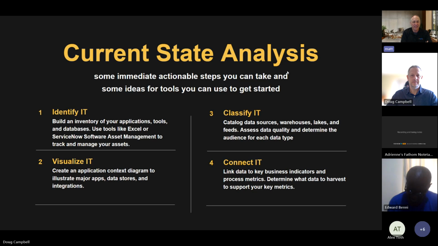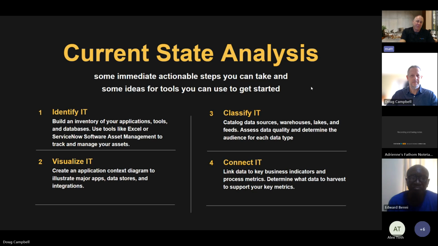Next, classify it. Catalog your data sources and warehouses, your data lakes, your data feeds, whatever it is that exists in your environment. Assess the quality and determine the audience of each data type. So this is creating the data about your data, right? The metadata along with it. Understanding what's truly there, understanding what you could mine from each data source. This will obviously help you understand where those duplicates exist.